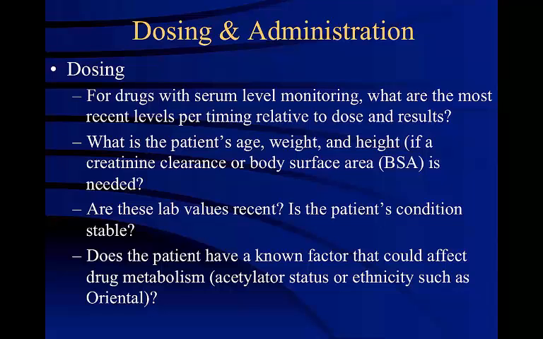So other things to consider for dosing questions include, for those drugs with serum level monitoring, what are the most recent levels for timing relative to the dose and the results? What is the patient's age, weight, height, and if creatinine clearance or body surface area is needed? Are these lab values recent? Is the patient's condition stable? Does the patient have a known factor that could affect drug metabolism, such as an acetylator status or ethnicity, such as an Oriental patient?